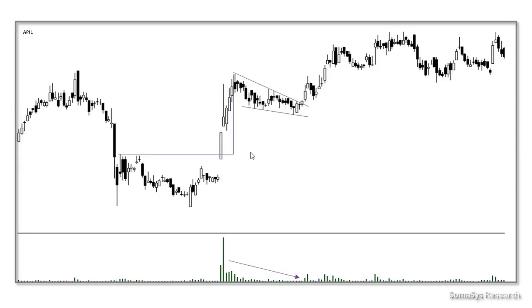The flagpole, which is the distance between the first resistance area, this high between the two troughs over here, and the high of the pattern, is added to the latest resistance break over here to determine the potential target, and the same is being met here.